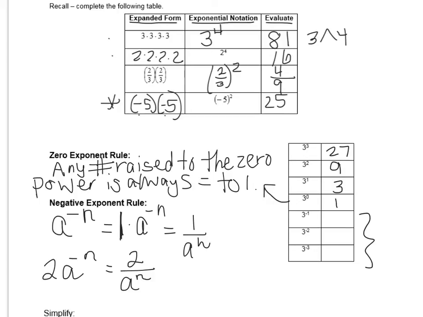So what do you think 3 to the -1 is? Well, you're just going to flip it. It's going to be 1 over 3. 3 to the -2 is 1 over 9. And 3 to the -3 is 1 over 27. So that's what we're going to practice today.